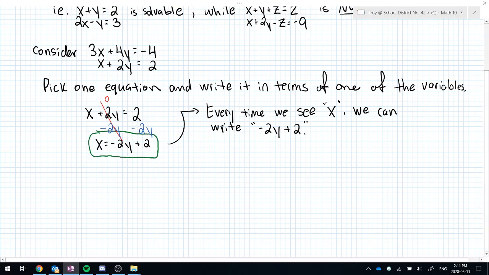So what we're going to do now is we're going to take a look at the other equation in the system, and every time we see x in the other equation in the system, instead of x, we're going to write negative 2y plus 2. And something interesting is going to happen. So I'll say do this substitution. That's what we call it, the substitution method. Do the substitution in the other equation.